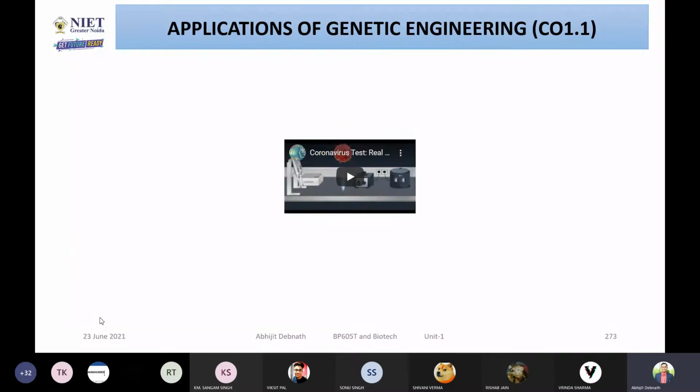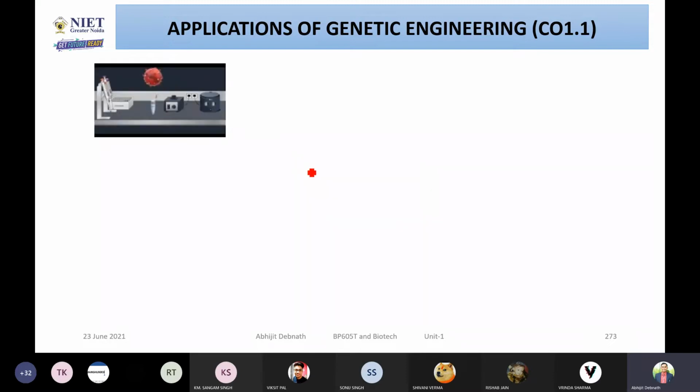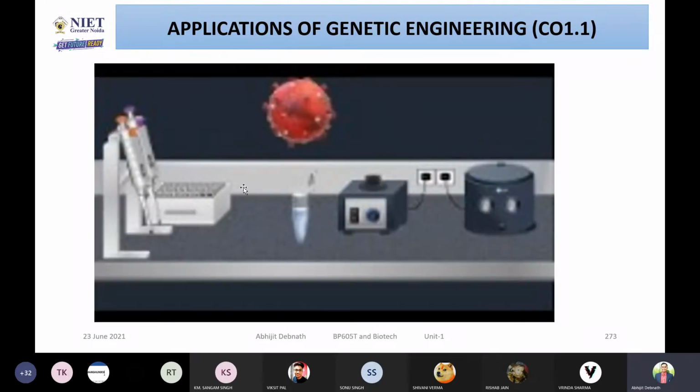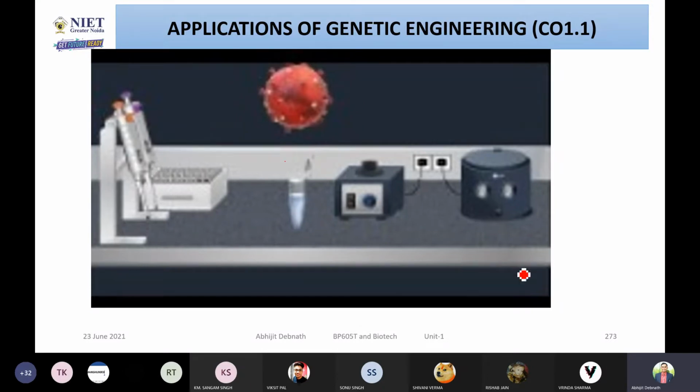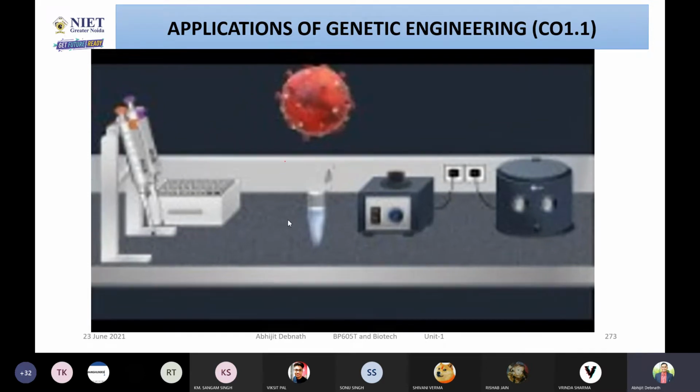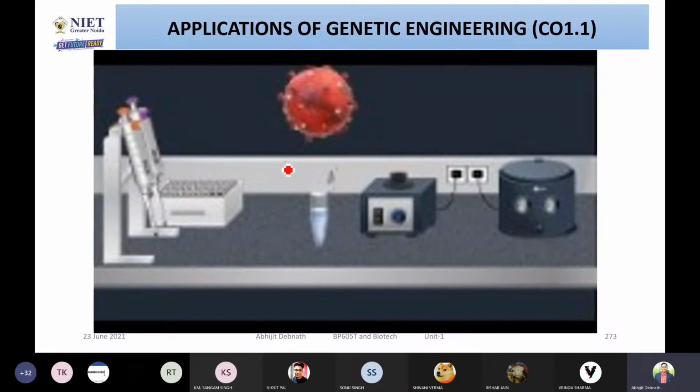Let me zoom it so that you can see. After watching this video, you will become an expert. You'll be able to tell anybody how RT-PCR and other things actually work. And this is my main goal as a teacher, to train you in such a manner that you can become experts and tell common people, who are not aware, about the virus and other things.